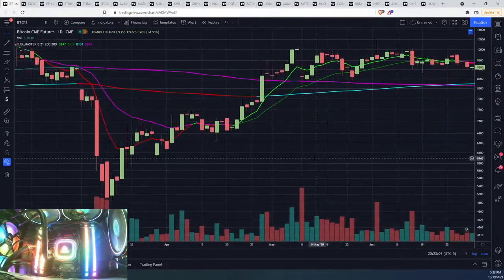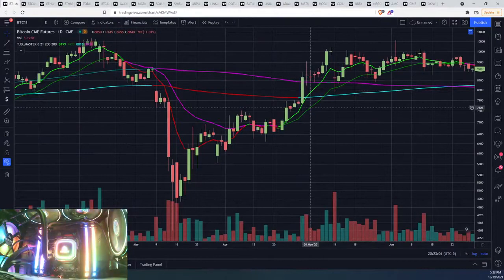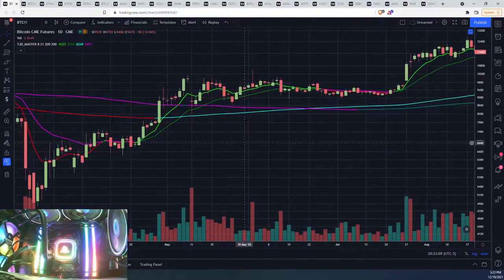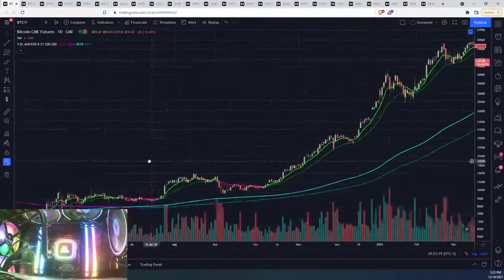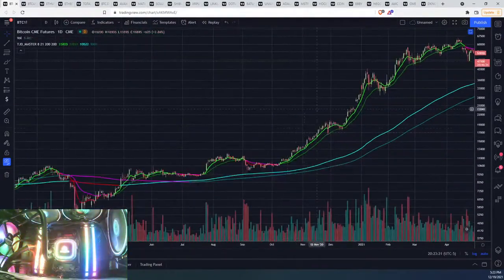And then what happened back here? We flip it back over to the upside. We're back on top of the 200 exponential, but the 200 simple takes longer to respond. And then right here, we finally flip the 200 exponential and simple back over again. And again, that's at 93.40. And then what took place after that? A massive bull run.